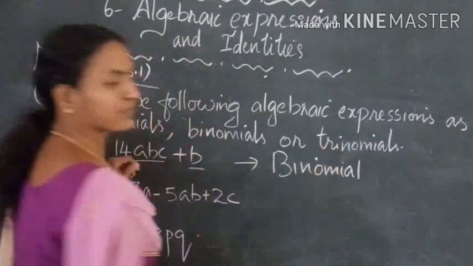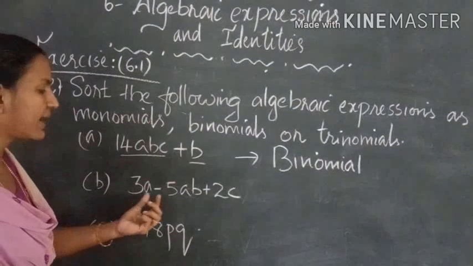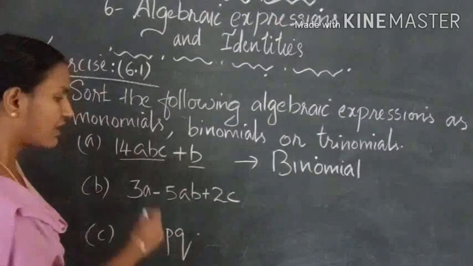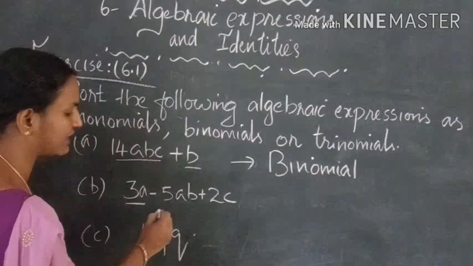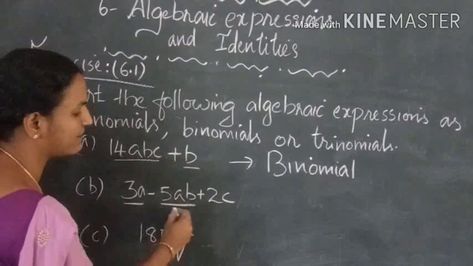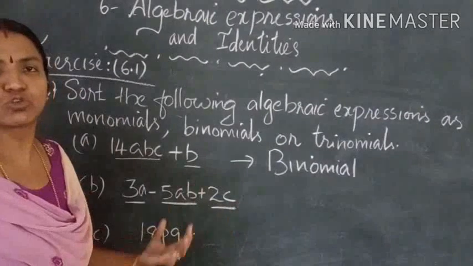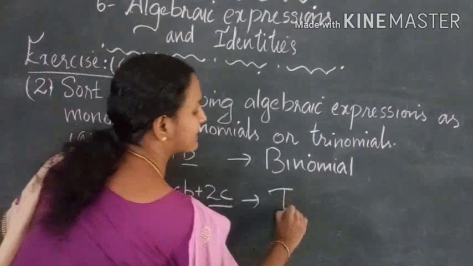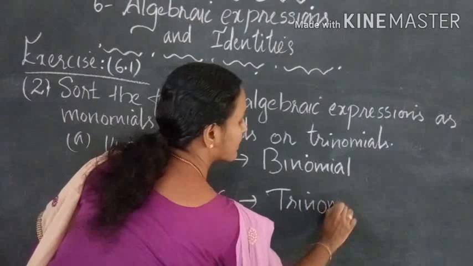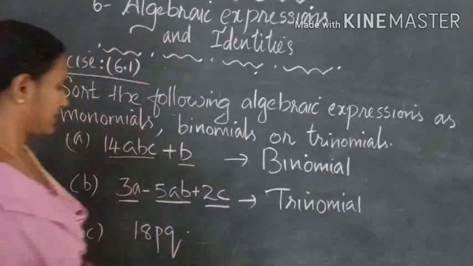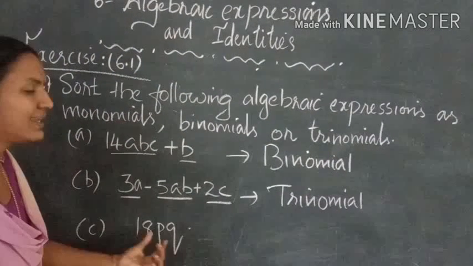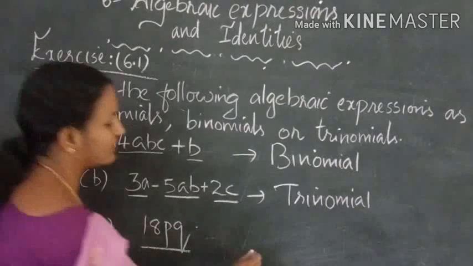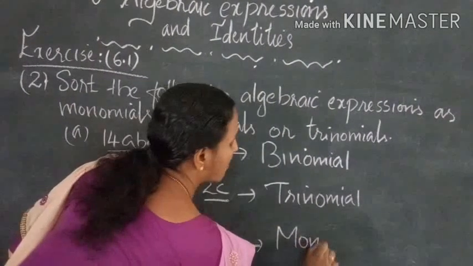The next one, 3a minus 5ab plus 2c. How many terms are there? First term 3a, the second term minus 5ab, the third term 2c. So 3 terms are there. 3 terms means trinomial. The last option, 18pq. It's only 1 term, so it is said to be monomial.